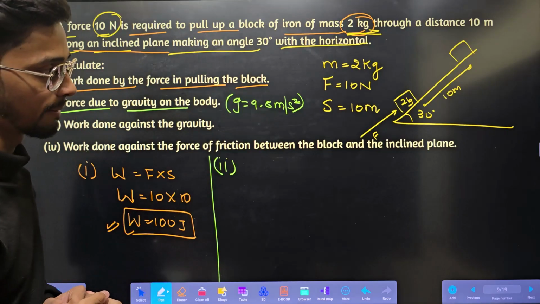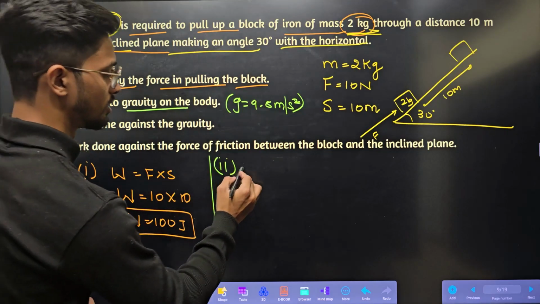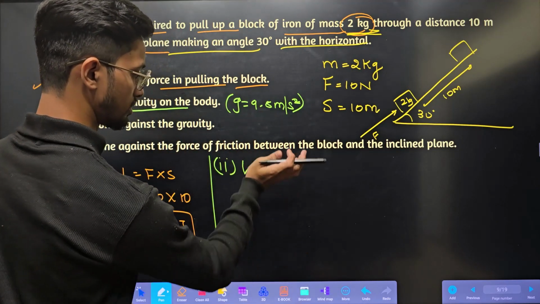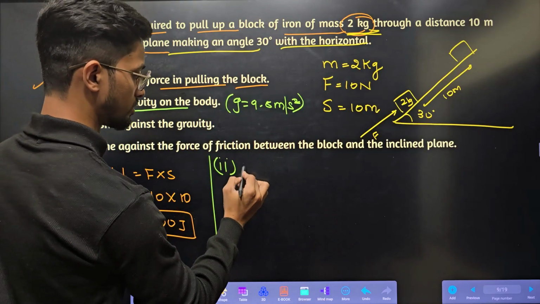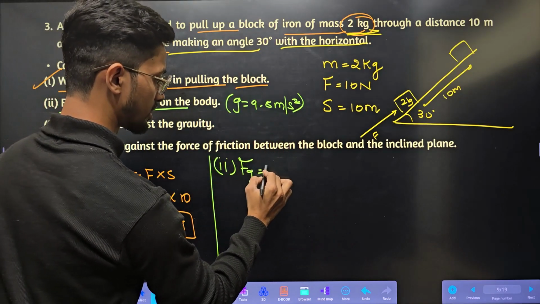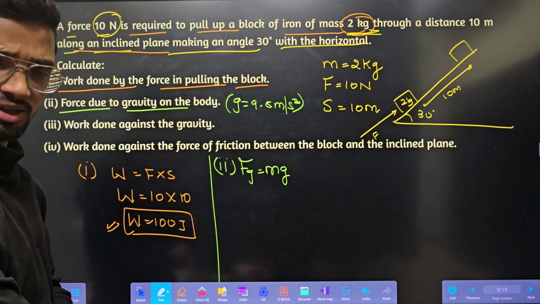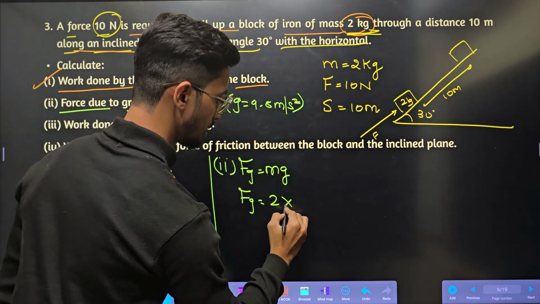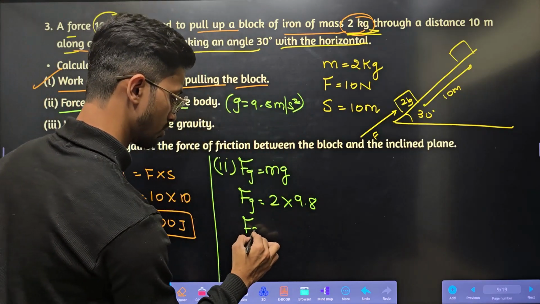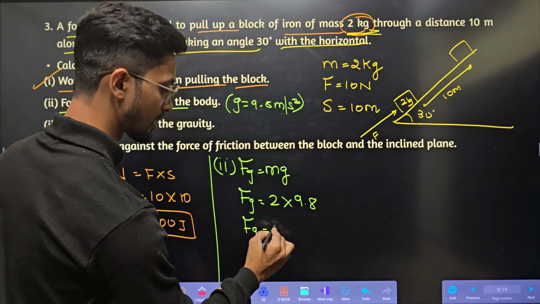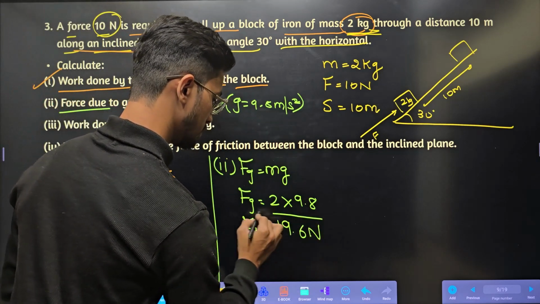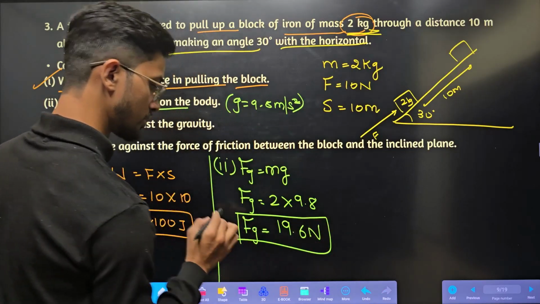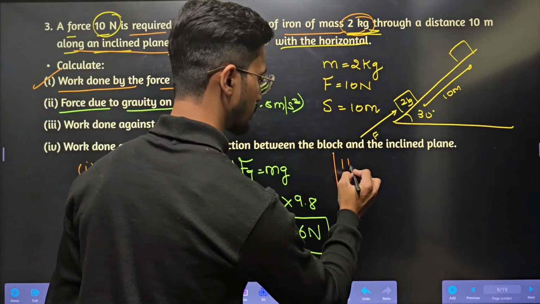force due to gravity. What is the force due to gravity? Let us consider simple gravitational force, right? Force due to gravity is nothing but mg, gravitational force. So Fg is equal to, mass is how much? Mass is 2 into 9.8. So how much is it? 9.8 into 2 will be 19.6 Newton. This is the gravitational force acting here. Done. Next, third question.